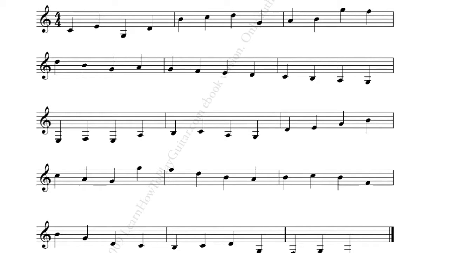A, G, D, E, G, B, C, A, G, G, F, D, B, A, B, C, B, F, B, G, D, C, B, C, D, G, F, G, E.